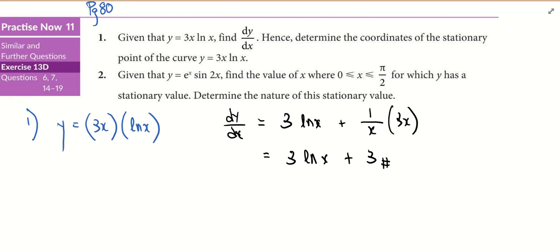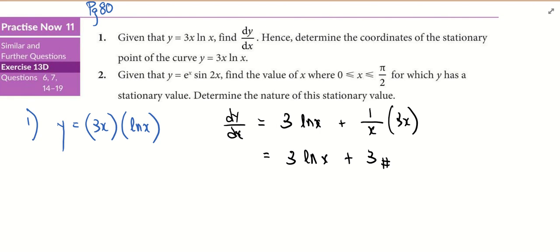Can you recall when we have stationary point, what can you tell me about the gradient? The gradient must be equal to 0. And there are 3 kinds of stationary point that will give gradient being 0. What are the 3 kinds? Okay, there's point of inflection, there's minimum point, there's maximum point.